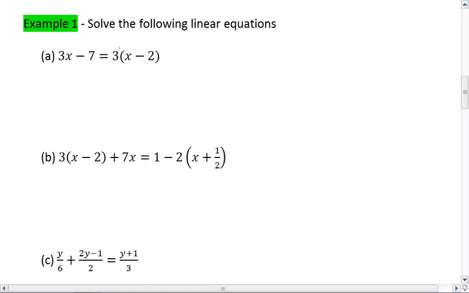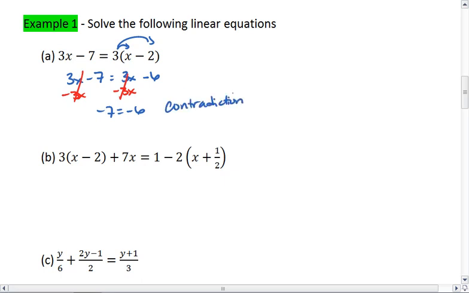Okay, for the first one, we need to distribute our 3 first. We end up with 3x minus 7 equals 3x minus 6. We can subtract 3x from both sides, which leaves us with negative 7 equals negative 6. This is a contradiction. This means there is no solution, which we can express as either the 0 with a dash through it or the 2 squiggly brackets with nothing inside. Both represent the empty set.